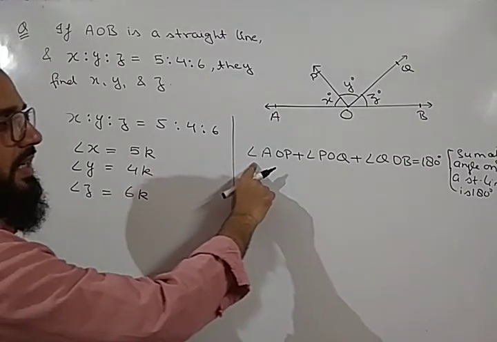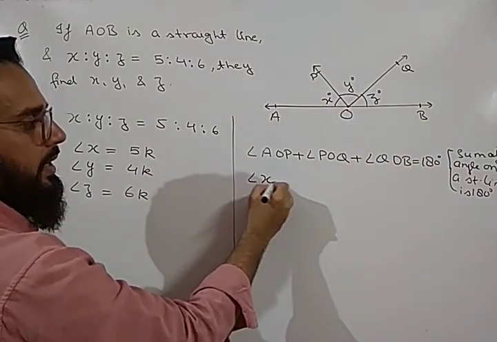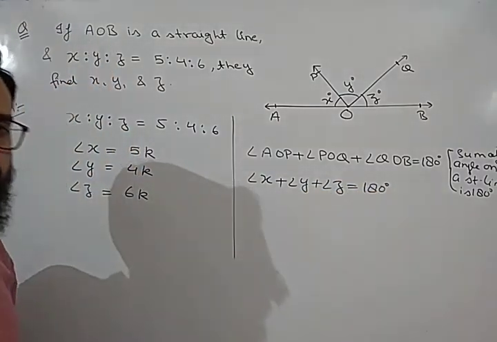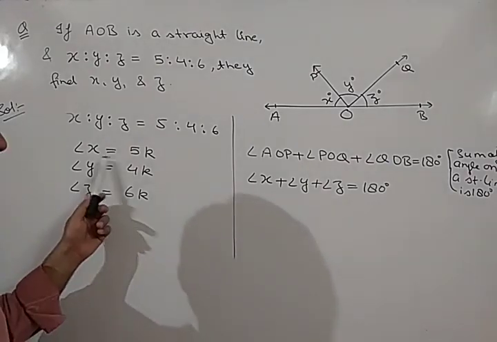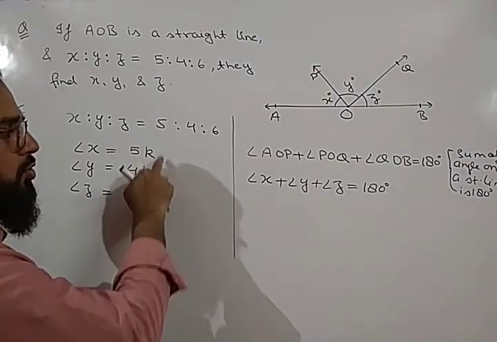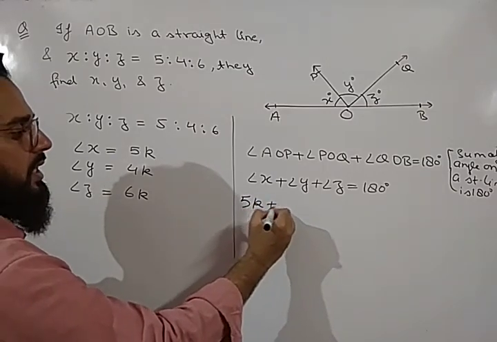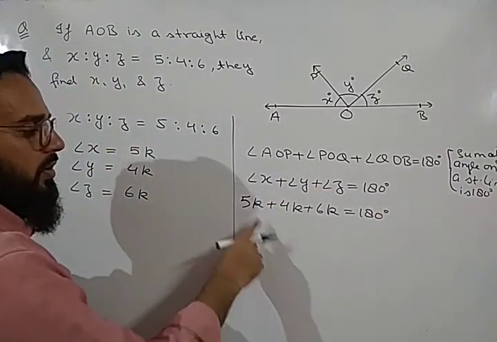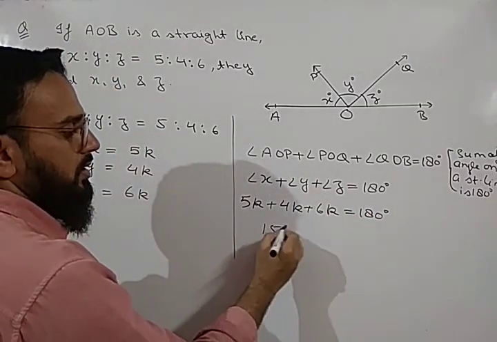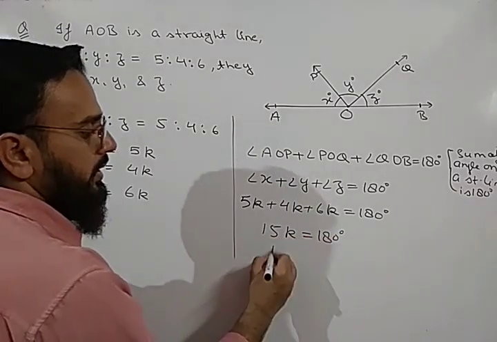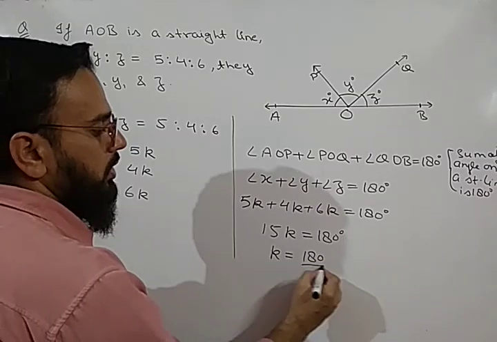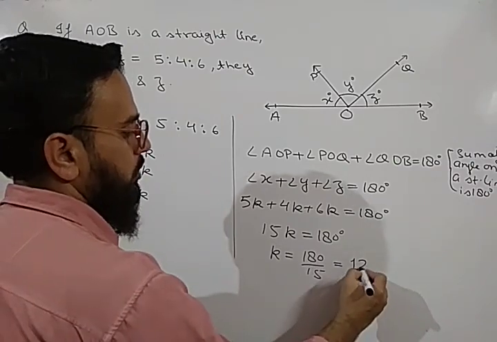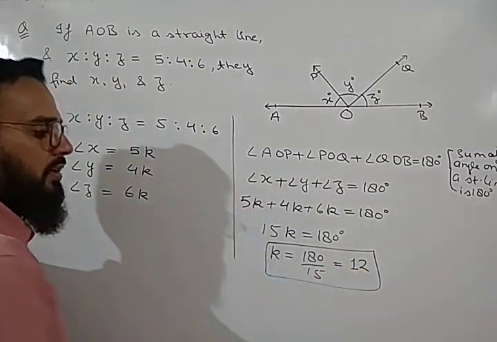Now we are putting the values. What is angle AOP? It is angle x. So angle x plus angle y plus angle z is equal to 180 degrees. The value of angle x is 5k, so putting the values of x, y and z, it will be 5k plus 4k plus 6k equal to 180 degrees. Now 5 plus 4 is 9, plus 6 is 15. So 15k equals 180 degrees, and k equals 180 by 15, which is 12. So the value of k is 12.